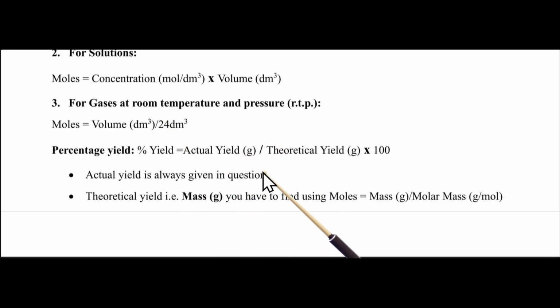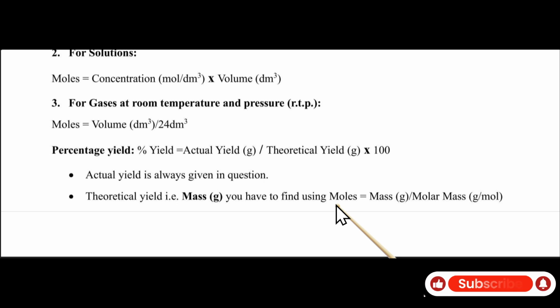You never know the actual yield unless an experiment is performed, and then you can know how much yield you get, right? So the actual yield will be given to you in the question paper already. So you have to find only the theoretical yield. And how can you find it? The formula I have already given you, that is the moles formula for solid masses. Okay, so you can use this formula.